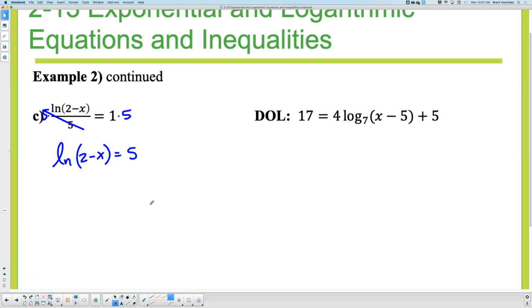What now? The logarithm is isolated, so we convert it to exponential. What's the base if it says natural log? It's a base of e, so e to the 5th power equals 2 minus x. Now this I'm going to hold off on typing in the calculator till the very end.